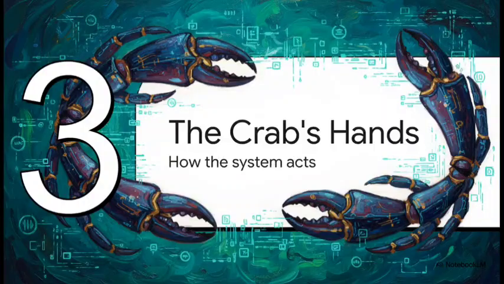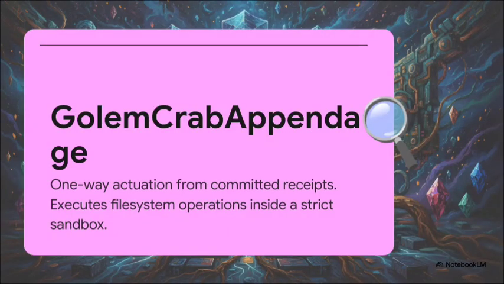So, if the Jewel is the mind that comes up with the plan and issues the order, who actually does the work? Well, that's where our second component comes in, the Crab. This is how the system's abstract will gets turned into real, concrete action. The code calls it the Golem Crab Appendage. One-way actuation just means it only takes orders, it can't give them.